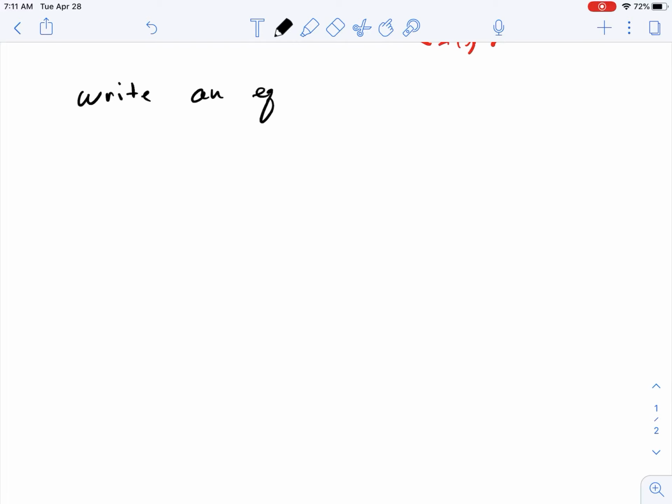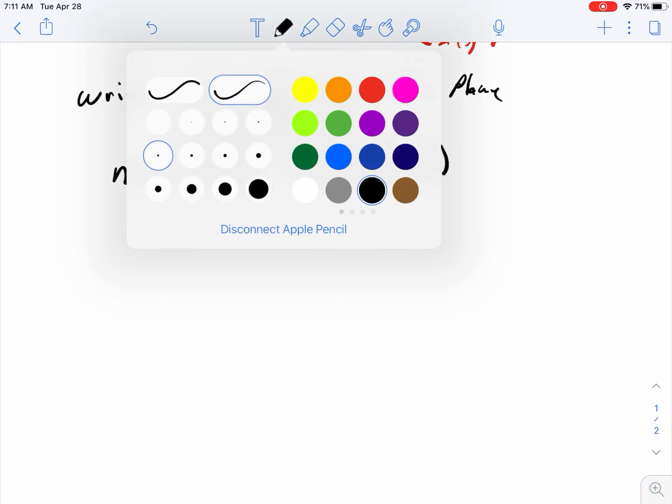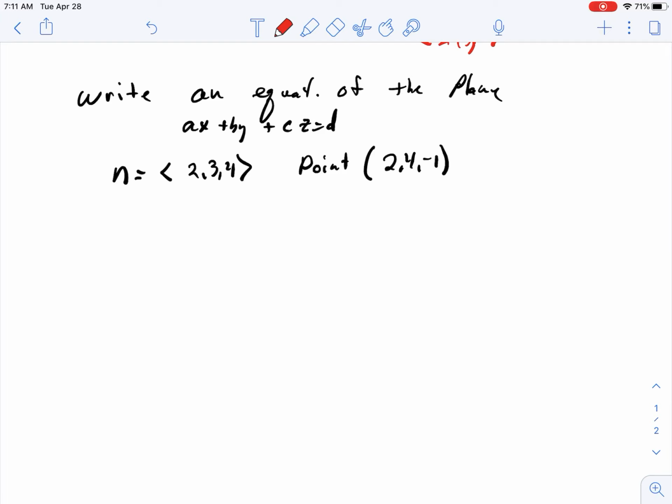Okay, so let's say write an equation of the plane. That would mean we need ax plus by plus cz equals d. So we need the orthogonal vector. If I give you the normal, say 2, 3, 4, and one point on the plane, let's say 2, 4, negative 1. Therefore, what's the equation?